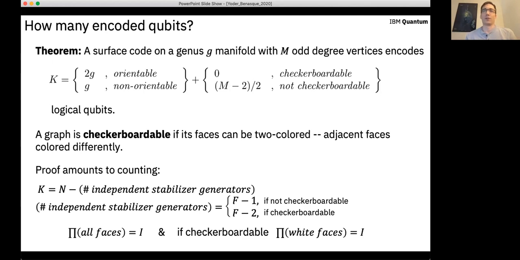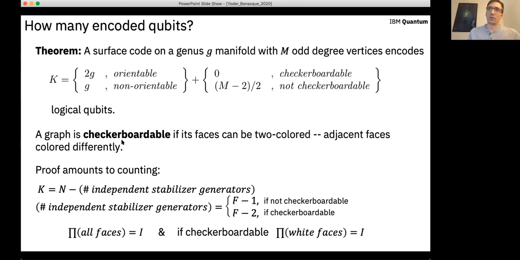An immediate question is, how many qubits does this surface code encode? And here's the answer. It depends both on the orientability of the manifold and also what we're calling the checkerboardability of the manifold. Or rather of the graph, I guess I should say. The graph is checkerboardable if its faces can be 2-colored. Another way of saying this is just that its dual graph is bipartite.